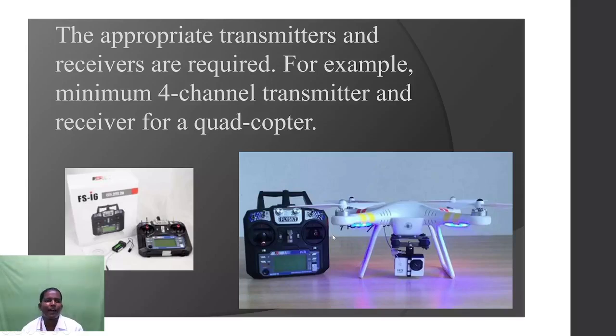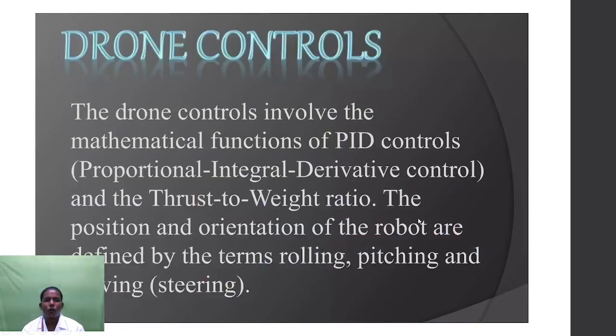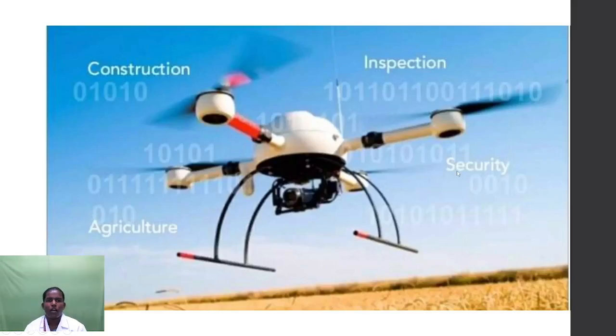The appropriate transmitter and receiver are required, for example minimum 4 channels. If you are using a quadcopter, we need a transmitter. If we need to receive the data, then we can proceed to another process, depending on the operation we are doing with the aircraft. And drone control: how are we controlling the drone? The electronic yaw, pitch and roll we are using for the controls. And we can see the applications. What applications are we using?